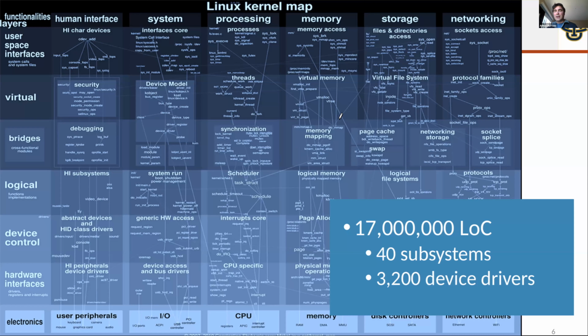We took the same C language, the same software development methodologies, and scaled them up to those 70 million lines of code of the Linux kernel today. And this is the map of the Linux kernel, which features 40 major subsystems and roughly 3,000 device drivers. And it's a very fast moving system, right?